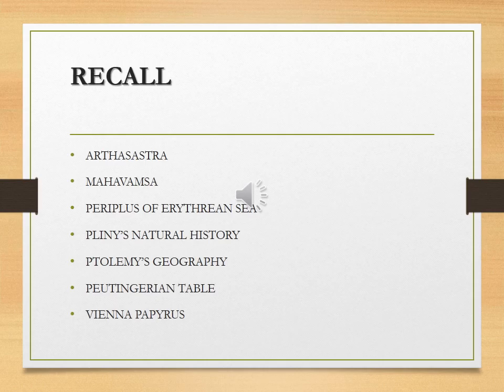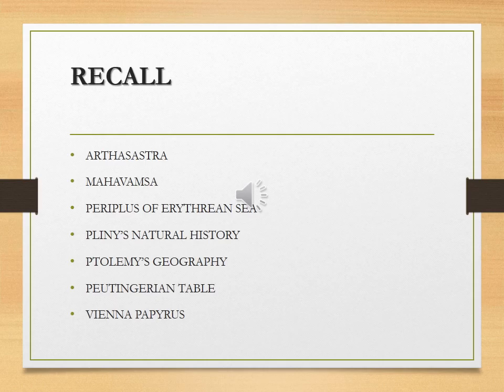First, Arthashastra. It belongs to the Mauryan Empire and was written by Kautilya. Then Mahavamsa, a Sri Lankan Buddhist chronicle. Then the Periplus of the Erythraean Sea, a Greek text, a navigational guide used by sailors. Then Pliny the Elder, a famous Roman who wrote the book Natural History. It tells about the natural wealth of the early Roman Empire.